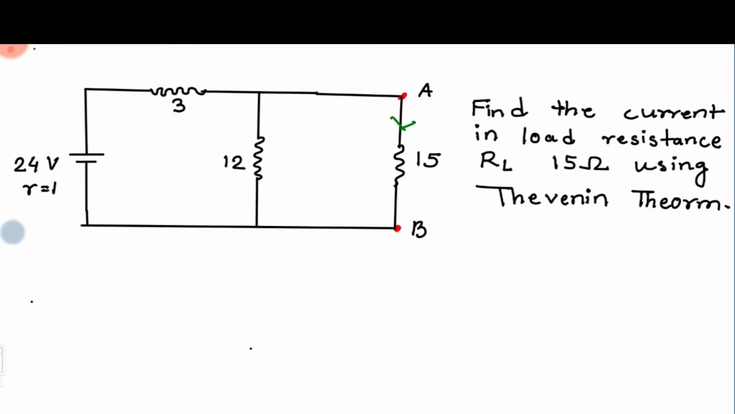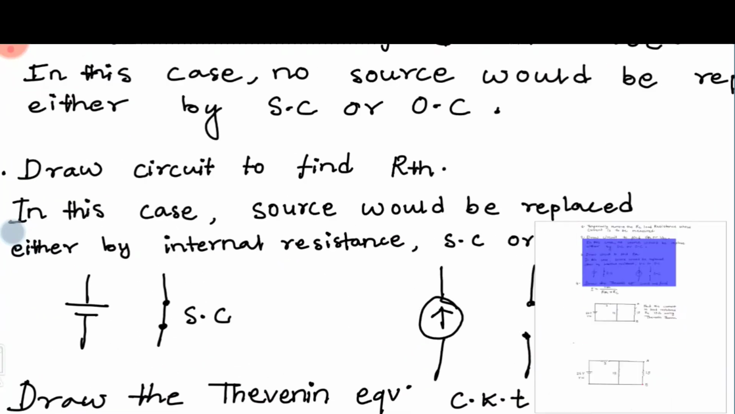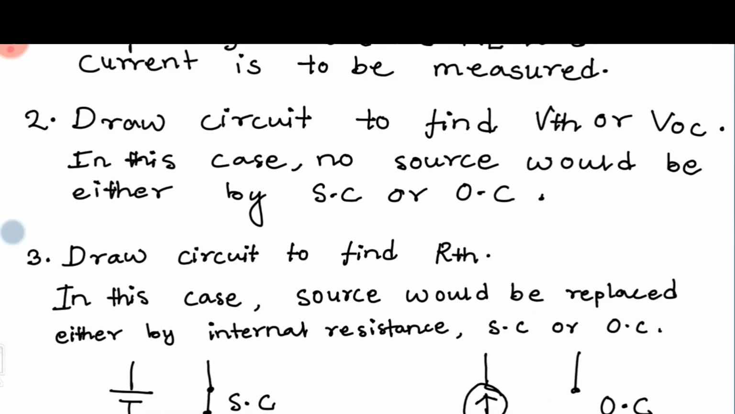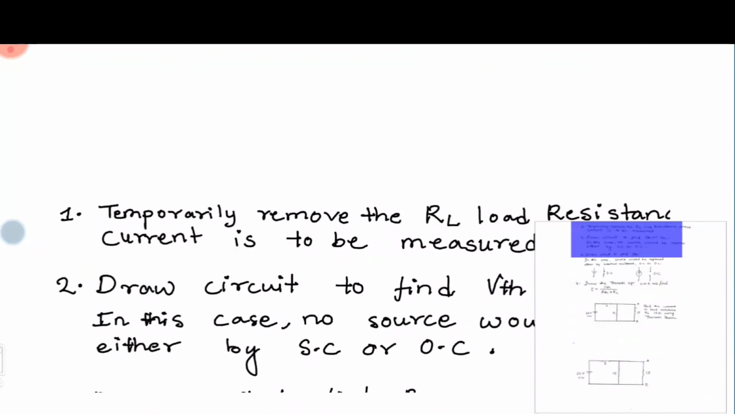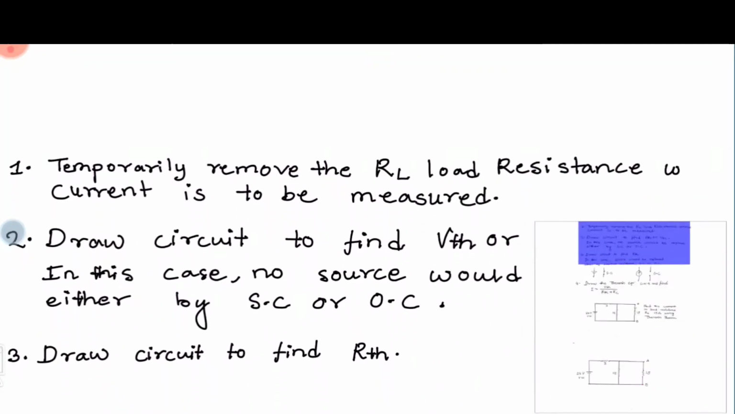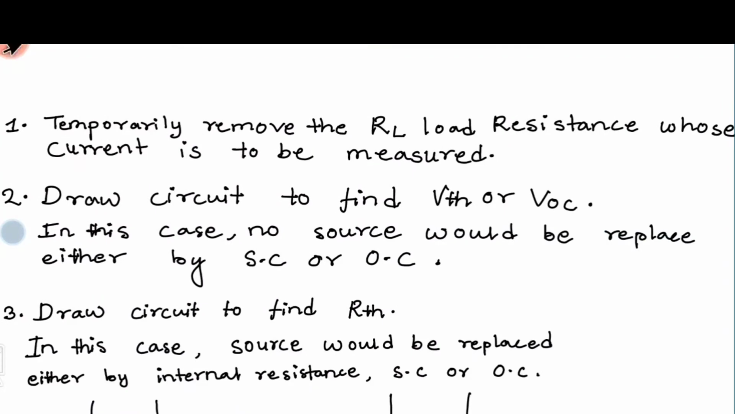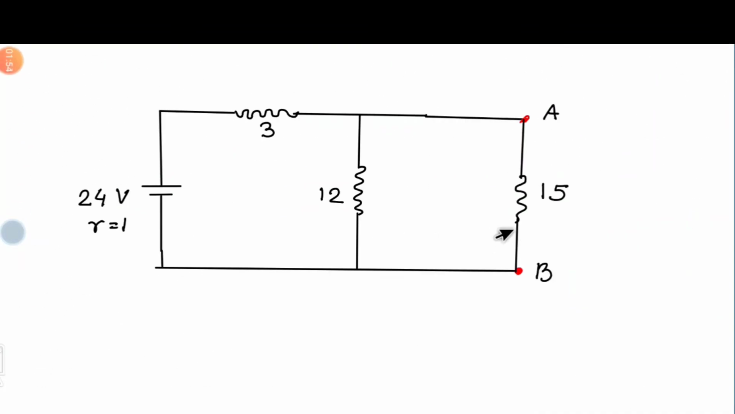So the first step that we have to do, this is step number 1. We have to remove the load resistance whose current is to be measured. In step number 1 we have to remove the load resistance. Now we have removed the load resistance. Now the circuit looks like this.